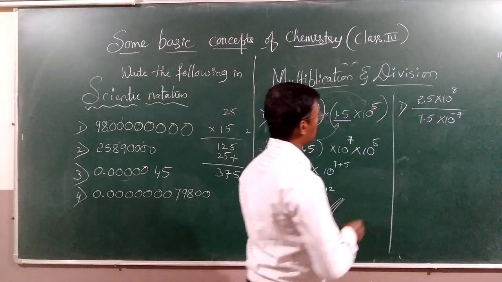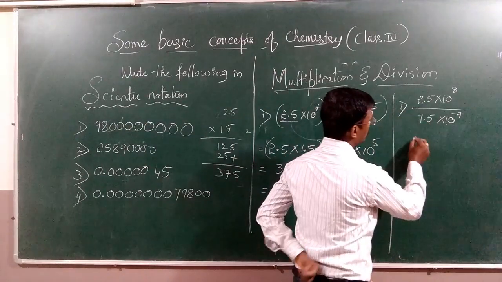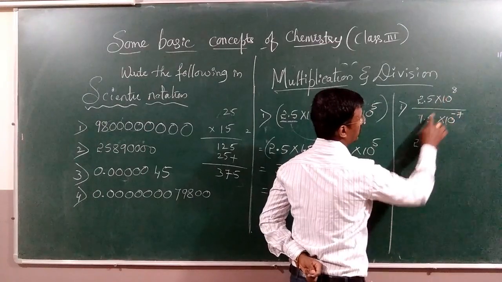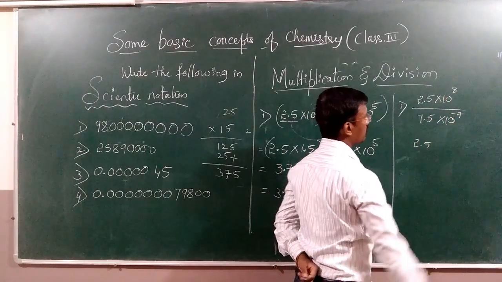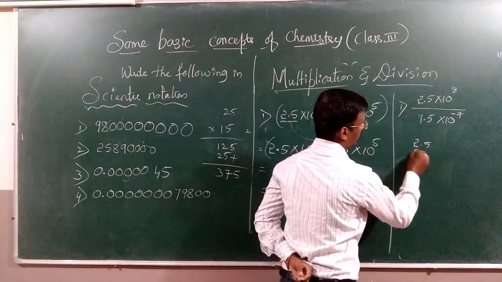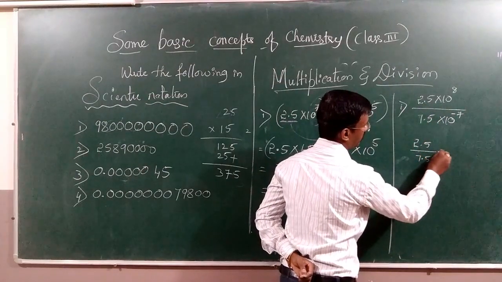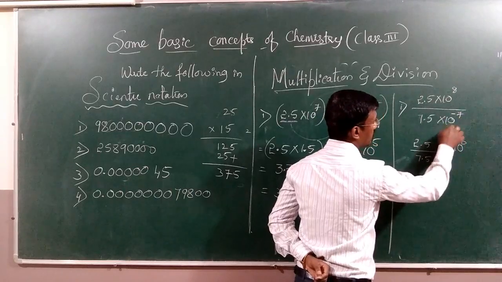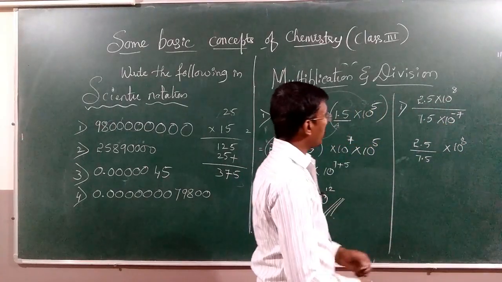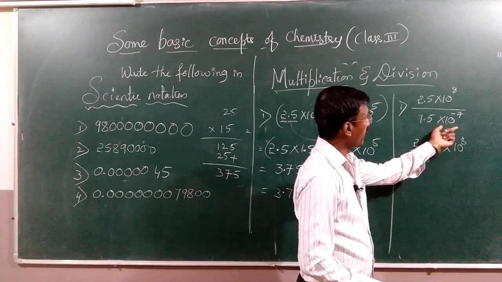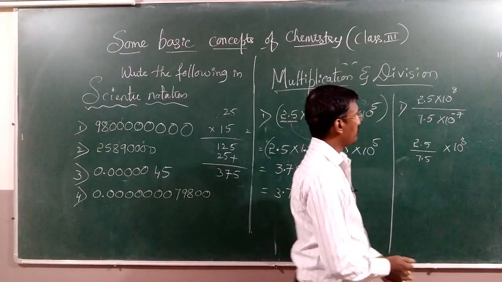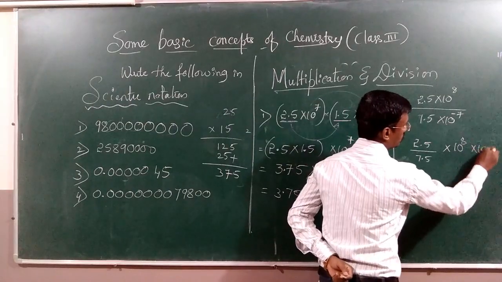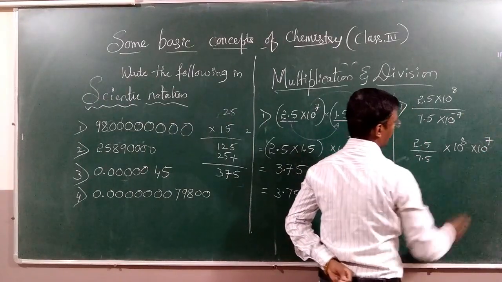So coming to the next one, here division. Same thing. 2.5 into 10 raised to 8 divided by 7.5 into 10 raised to minus 7. So 2.5 divided by 7.5 into 10 raised to 8 as it is. I am shifting this from the denominator to the numerator, and if we are shifting from below to the up, minus 7 becomes plus 7. 10 raised to minus 7 becomes 10 raised to plus 7.